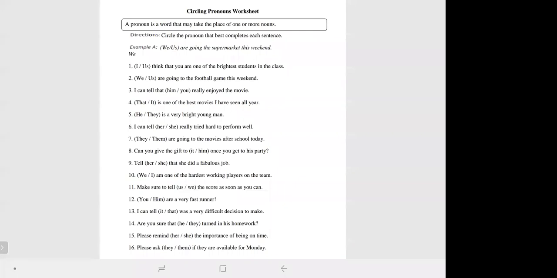We are going to the football game. We think. We? Yes, we don't start our sentence by saying us. Us is an object pronoun. Yeah, we are going to the football game this weekend. And number 3?